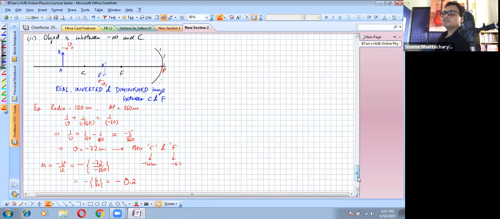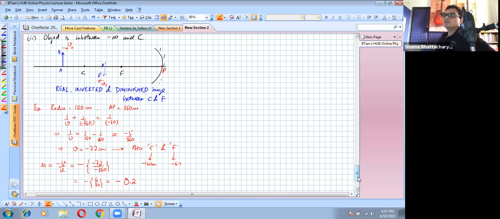So like that, you can take different values. Like I've taken AP here 360. Next, you can take it 300, then 240 like that, and you'll see the trend of what I've written over here. As the object is moving towards the center of curvature, you will see the image from the other side will also move towards the center of curvature. And you'll also see that as the object comes closer and closer to the center of curvature, the size of the image increases. So the diminished factor, which is minus of some fraction, that fraction comes closer and closer to 1.